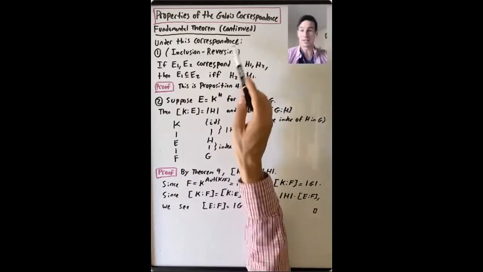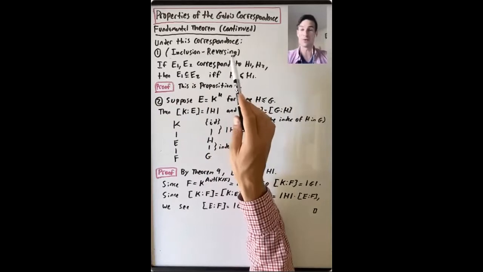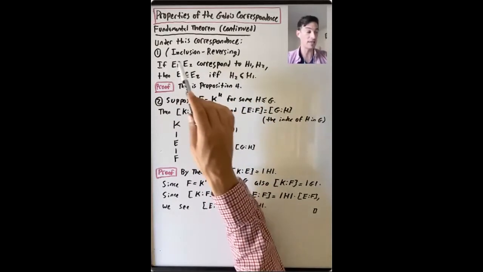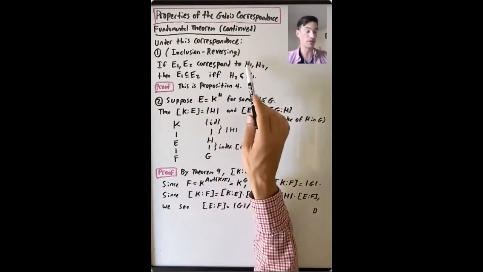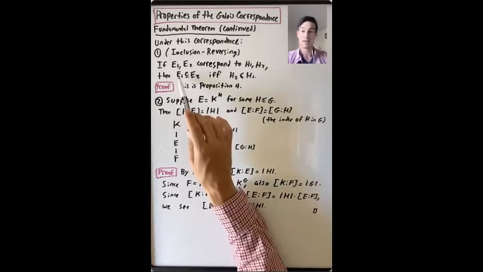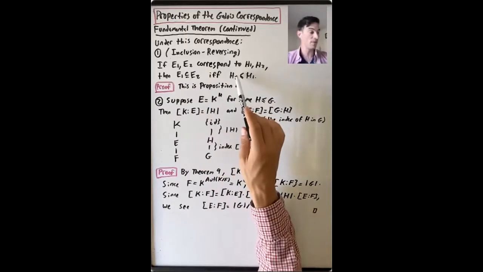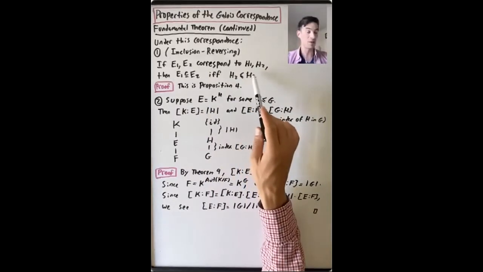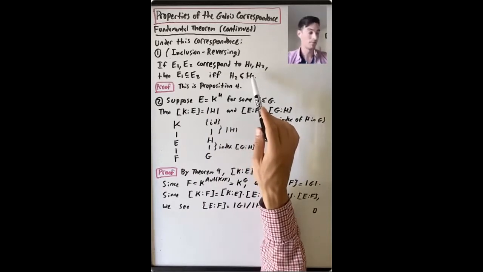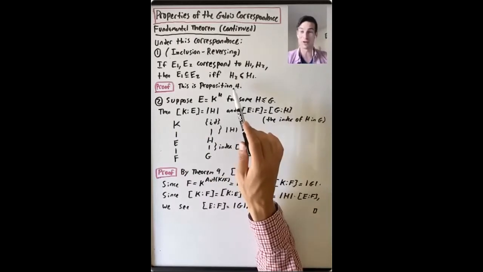Under this correspondence, what happens? First, this correspondence is inclusion reversing. If you have two subfields of K containing F, E1 and E2, and they correspond to two subgroups of G, H1 and H2, then E1 is contained in E2 if and only if H2 is a subgroup of H1, if H2 is contained in H1. And this is Proposition 4 that we proved several lectures ago.